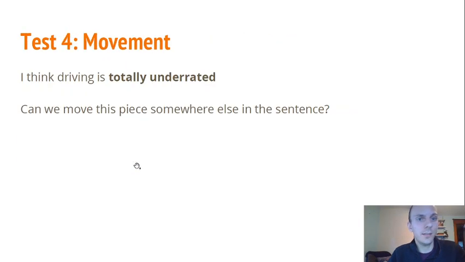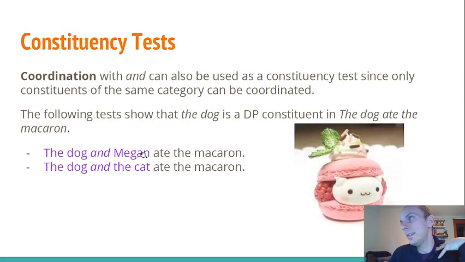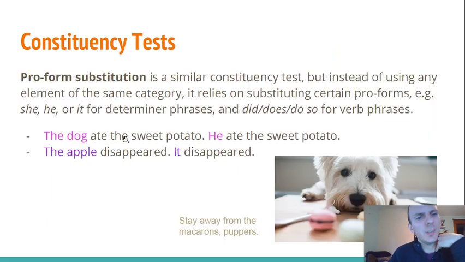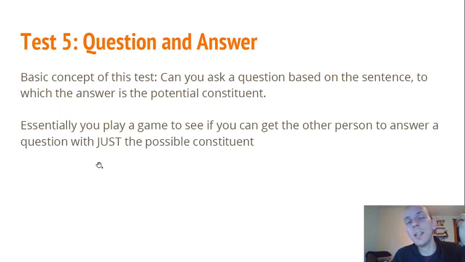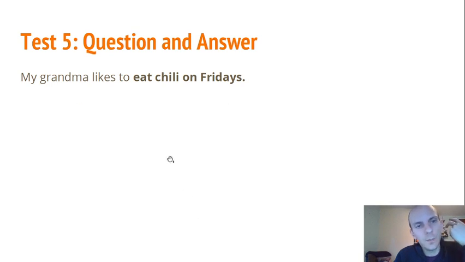So say, for instance, if you're like me, and you really don't like the coordination test, do you have to know how to do it if I only ever ask you to perform 2 constituency tests? Nope. So you can have favorites, and that's totally fine. You can do a pro-form substitution test. I happen to like that one. And you can do the question and answer one. I like that one too. But you have to be able to at least perform a couple. That's what you need to know. That's the take-home.